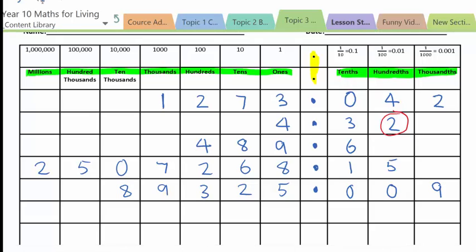The next number we've got is 4.32, so that's 4 ones, 3 tenths and 2 hundredths. The next number we've got is 489.6. If we identify the 8, the 8 tells us that we've got 8 tens. Here you could even write that as 48 tens, which would be 480 in 489.